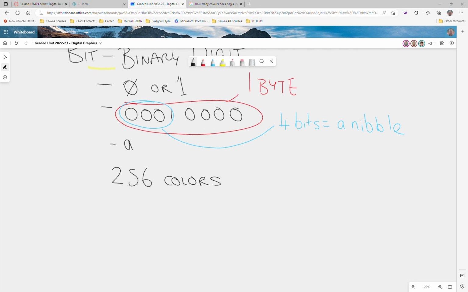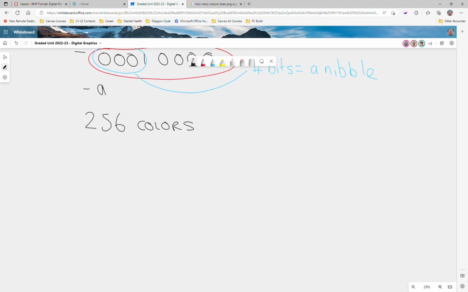Right, so I'll explain this, right? Again, please understand, this is just to back up your knowledge. There's no questions in the exam on this, right? I just wanted to talk to you about why we're talking about file sizes. 256 colours, right? And it is weird.